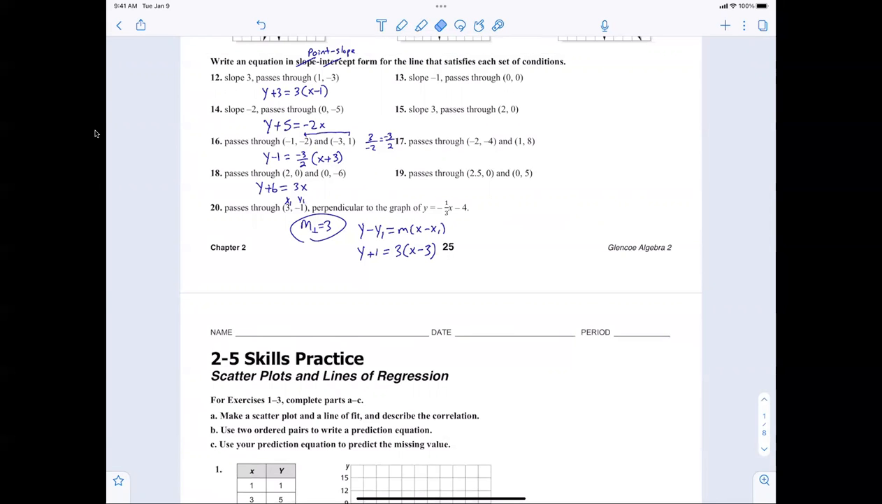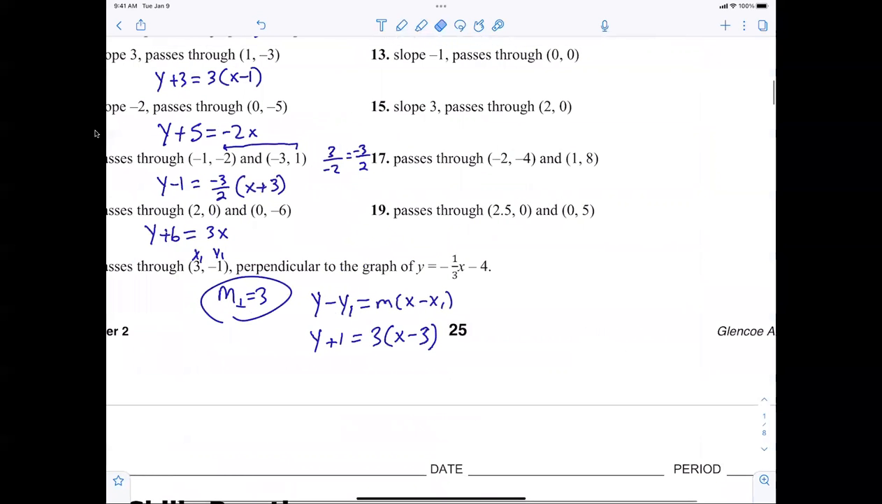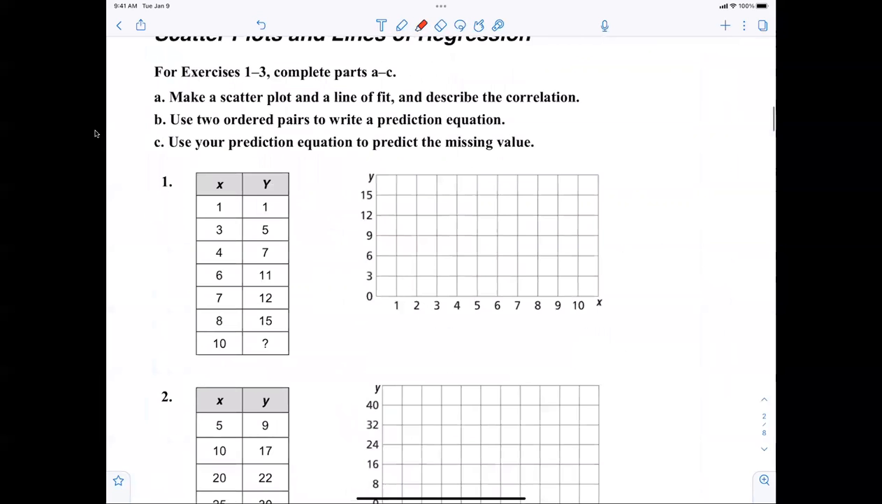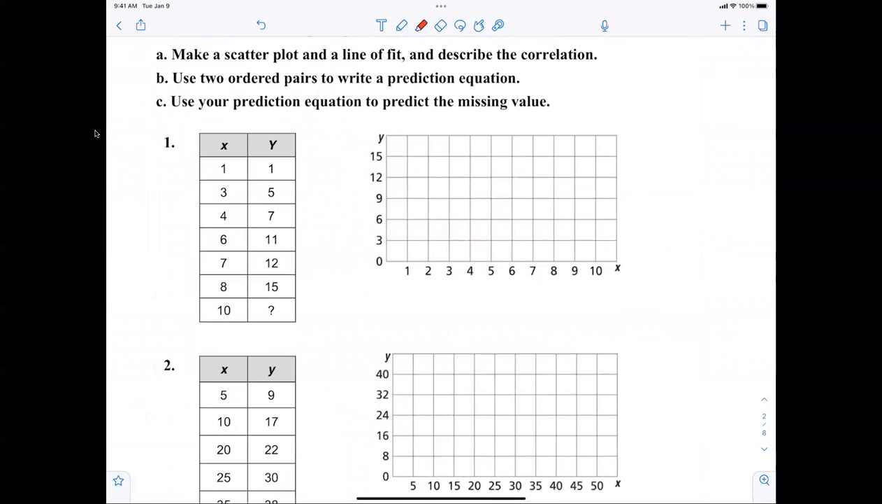All right. So now highlight 13 and 15. Do those for homework. Now, again, using your calculator. All right, let's do that. I want everybody to be able to use their calculator.